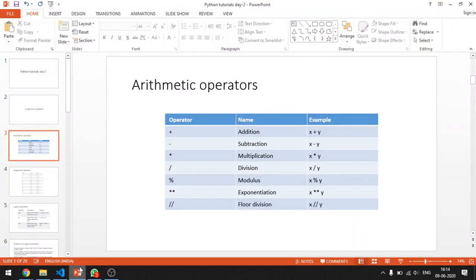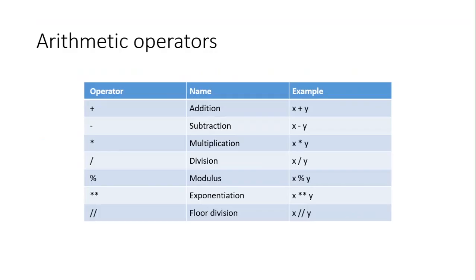Nice. In arithmetic operators, I understand we have already gone through this, but the last two operators we have not. One is exponentiation and the next one is floor division. Exponentiation, as you can see in the example column, gives the value when you multiply x by itself y times, that is x raised to y. It is performed by exponentiation. As simple as that, right?